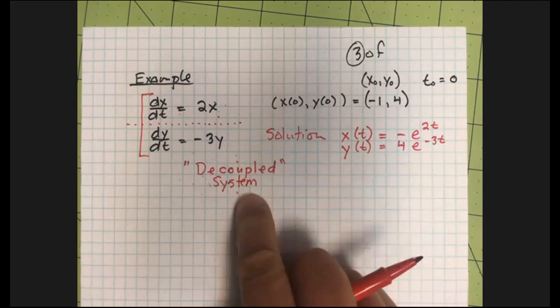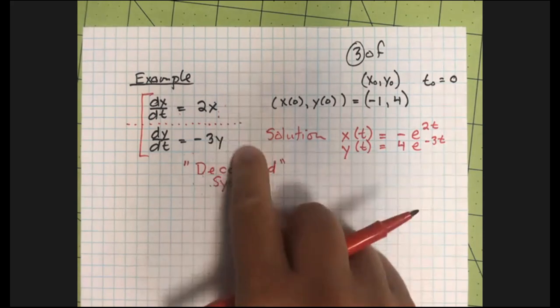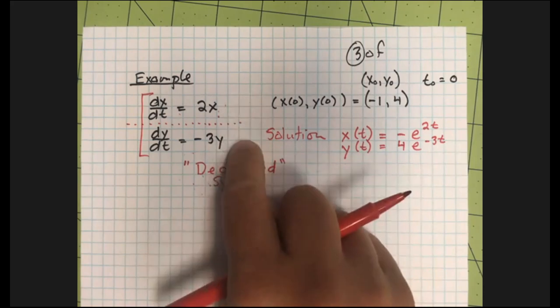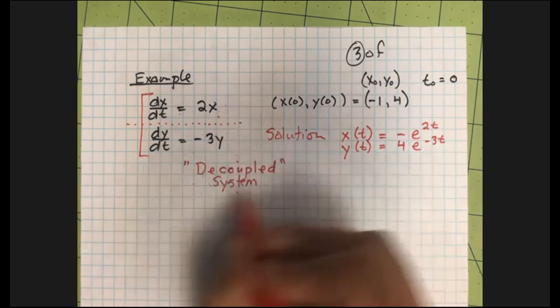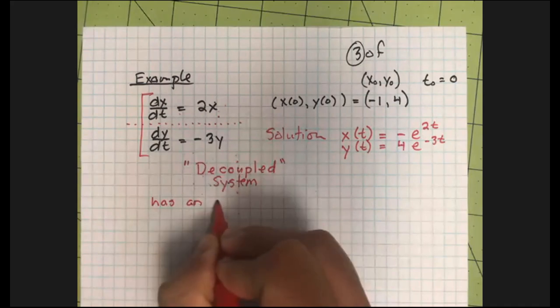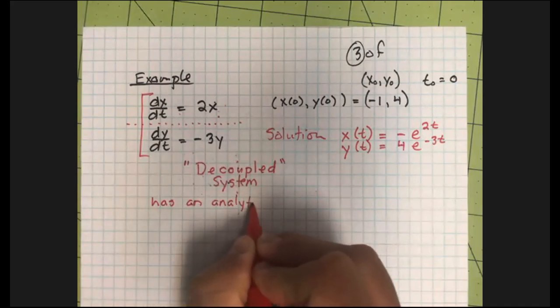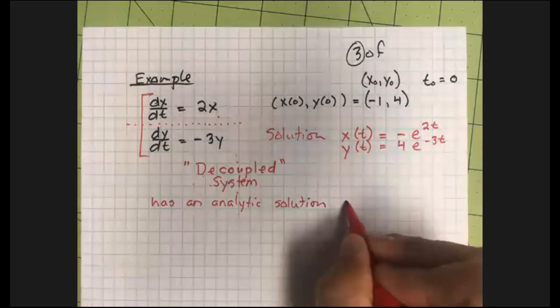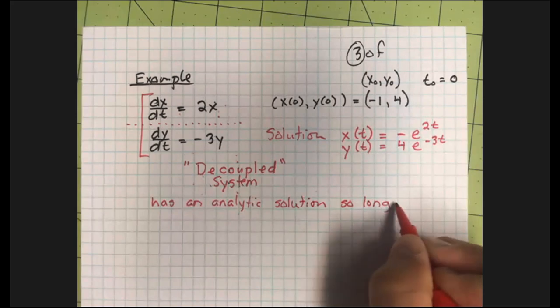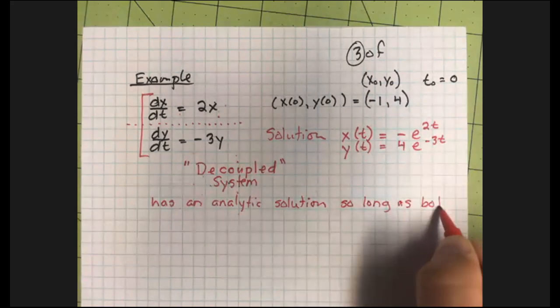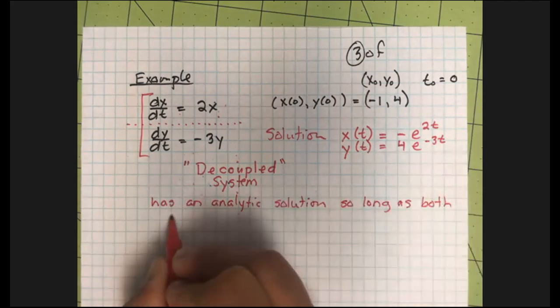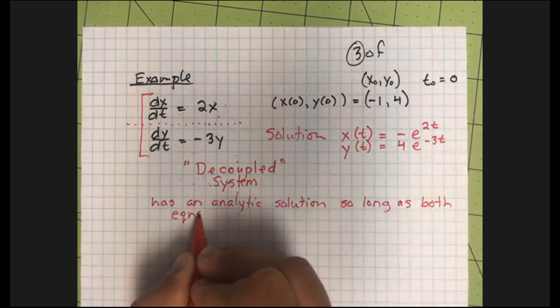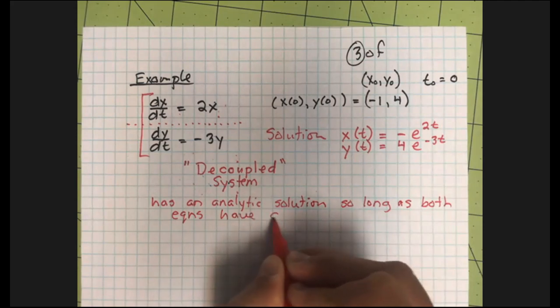So let's file that away. If the system is decoupled, I can find the solution by hand as long as I can solve each one individually by hand. This has an analytic solution, you know, a formula for an answer, so long as both, or I could say if both, equations have analytic solutions.